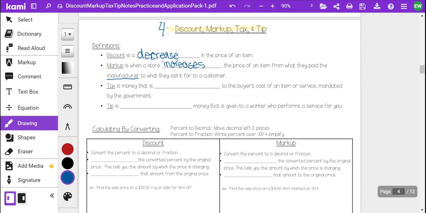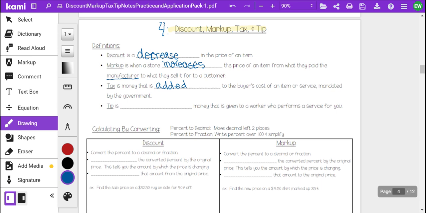Tax is money that is added to the buyer's cost of an item or service. It's mandated by the government on everything but fresh food. So if you go to the supermarket and you buy a loaf of bread for $1.99, it is $1.99. You will not get tax on it. But if you go in and you see a bottle of soda for $1.99, that's going to end up being $2.12, 13 cents, 14 cents, because they're allowed to tax drinks, but they are not allowed to tax food.